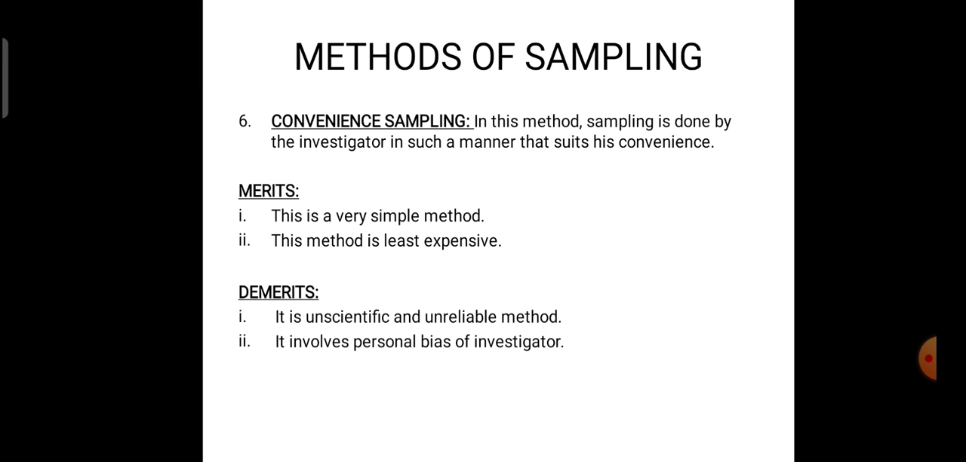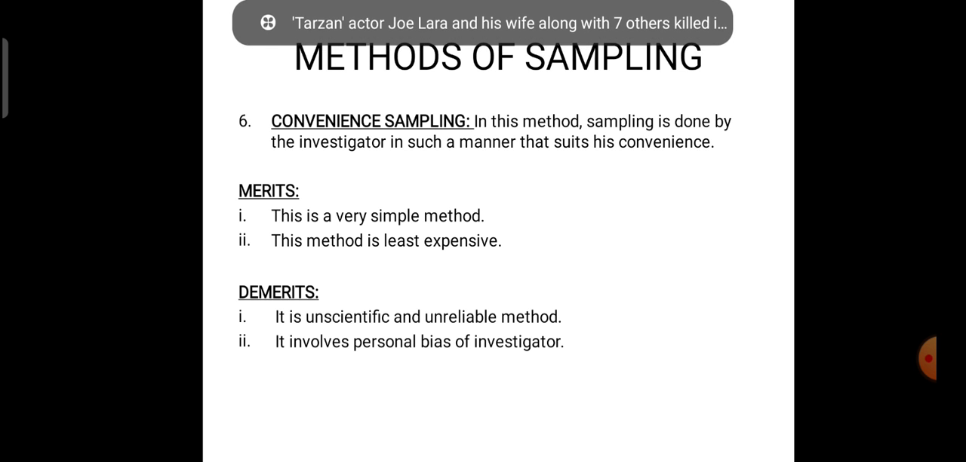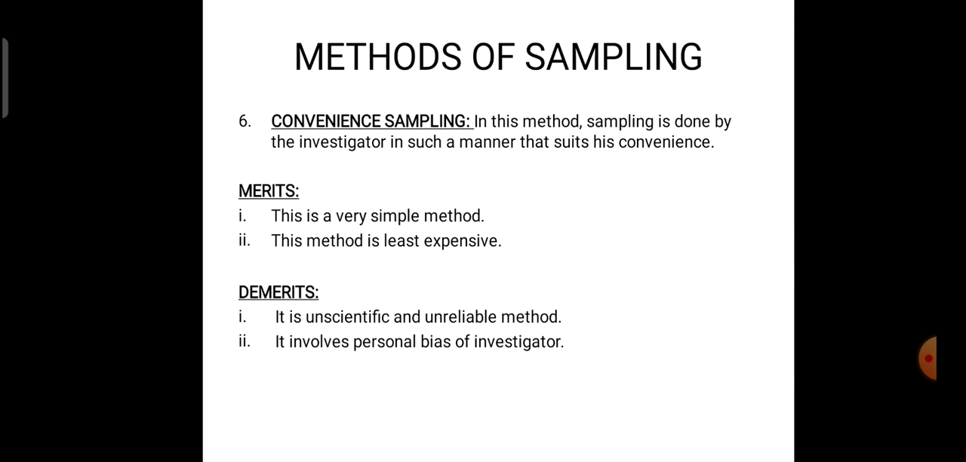Okay, now the last is convenience sampling. Convenience sampling is that method in which the investigator selects the sample which suits his convenience. According to his convenience, he selects the sample. The items that are conveniently available to him, he can include them in his sample. Okay, this is not like purposive sampling, because there he used to add those items which were best for his study. Here these items may not be best for his study. He is just selecting the items that are conveniently available according to his convenience.